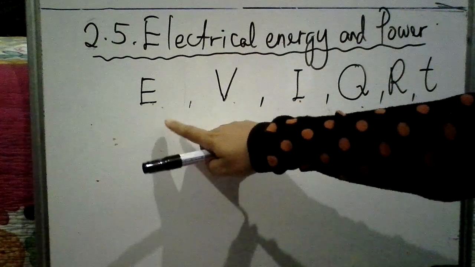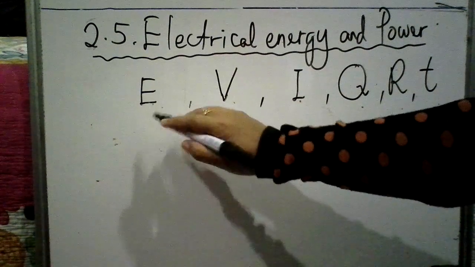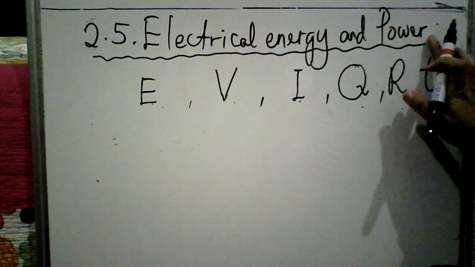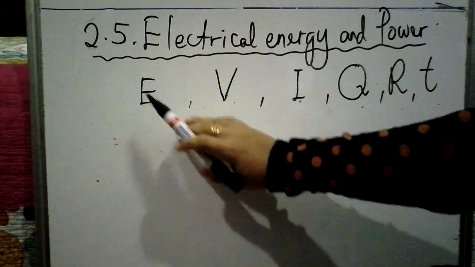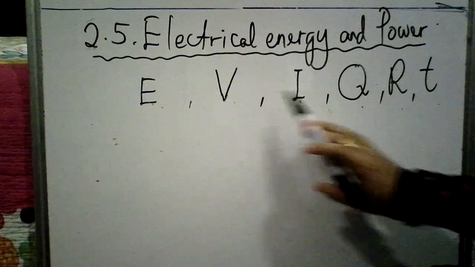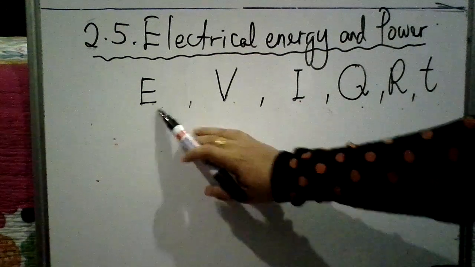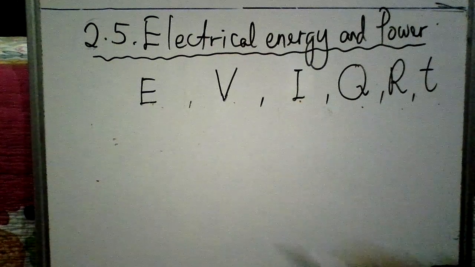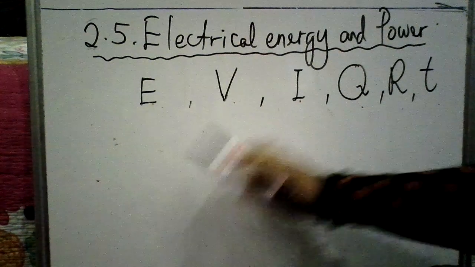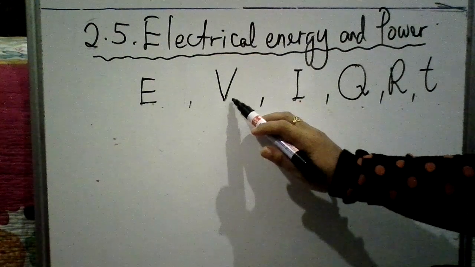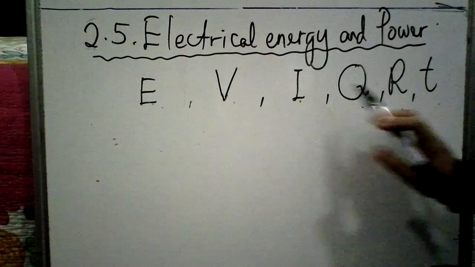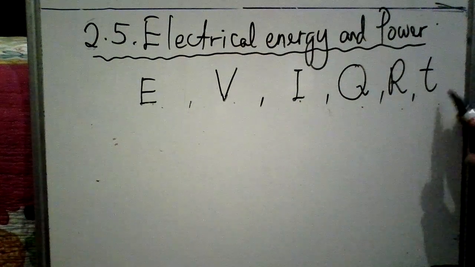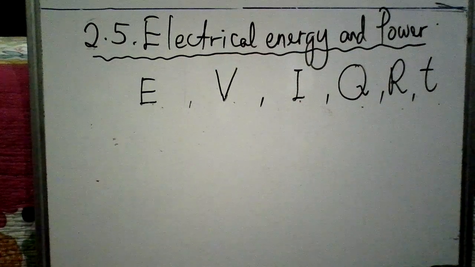Okay, so under this topic, we want to derive the formula for electrical energy and power. Before that, I hope you're familiar with all these symbols. E, V, I, Q, R and T. E is electrical energy, V is voltage or potential difference, I is current, Q is quantity of charge, R is resistance, and T is time taken.